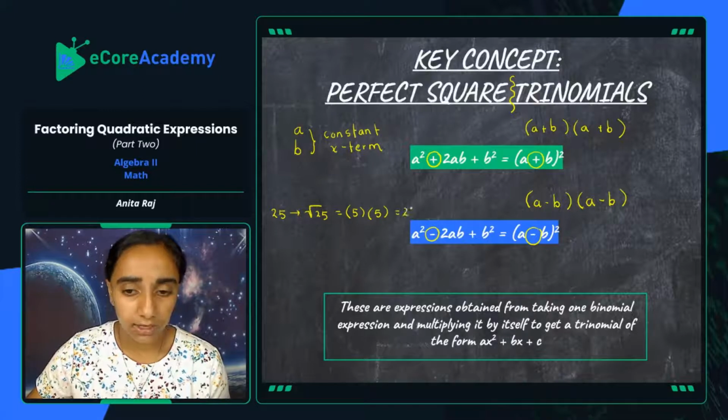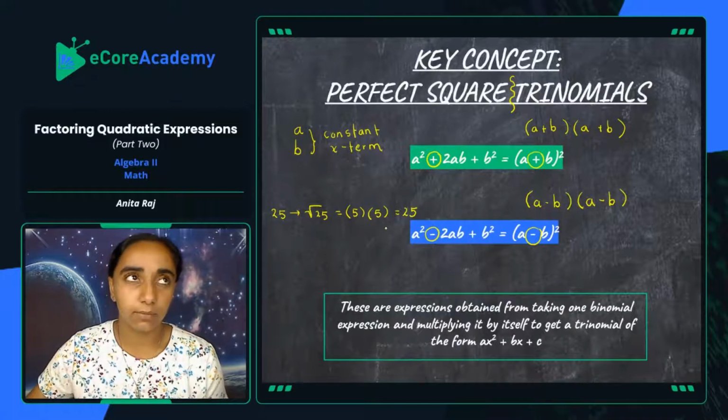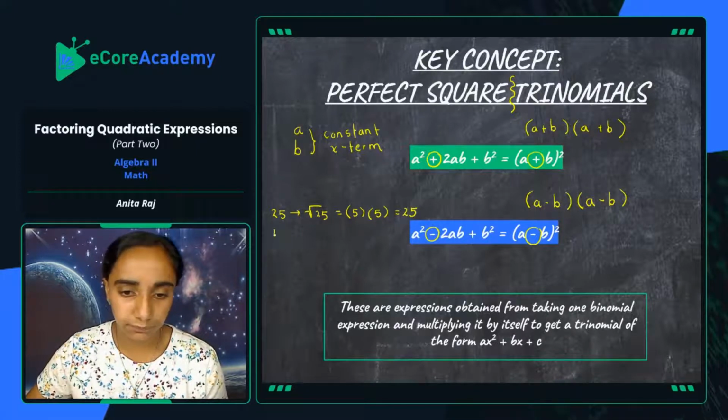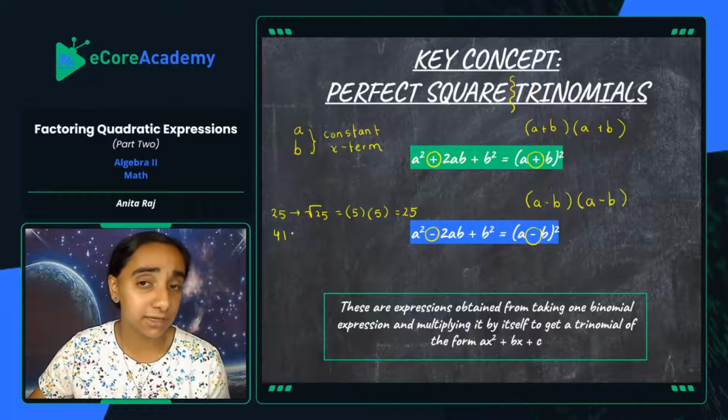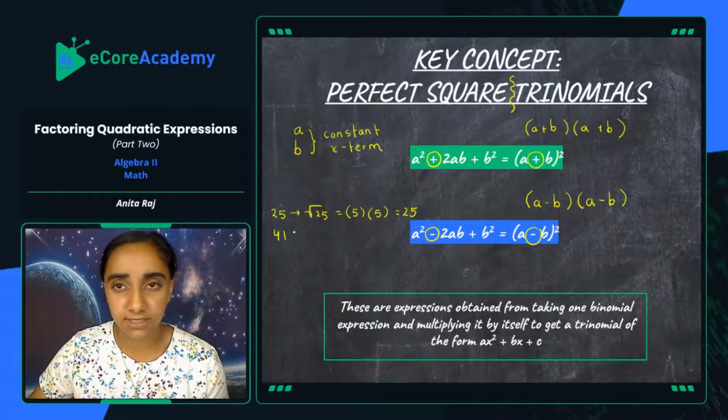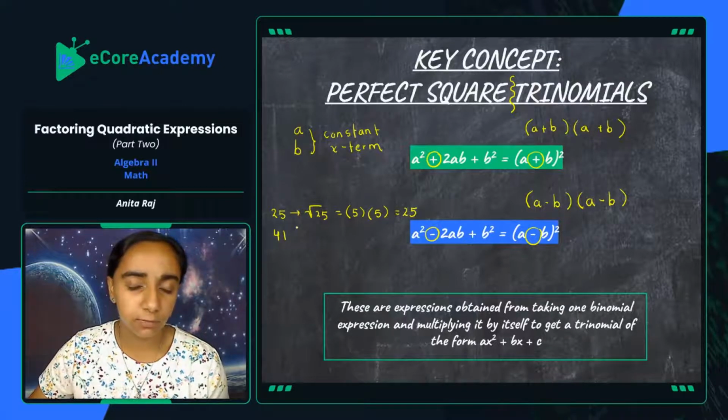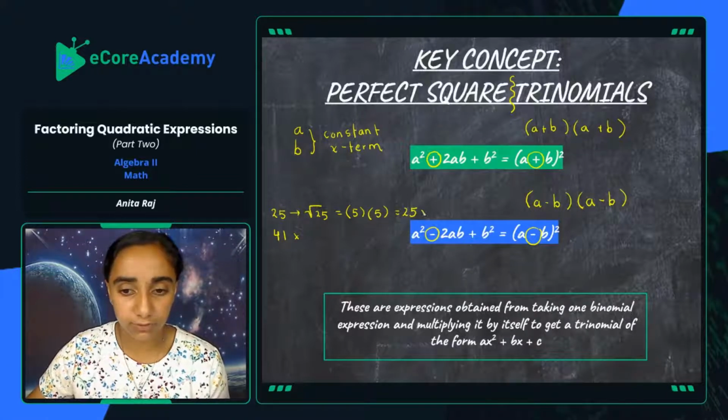If I had a number, let's say I took a number like 41. Well, 41 is not a perfect square because if I think about it, 6 times 6 equals 36, 7 times 7 is 49, and 41 is somewhere in between there, but it's not a perfect square. Two integers multiplied together don't give me 41 exactly. Therefore, this is not a perfect square. Well, 25 is a perfect square.